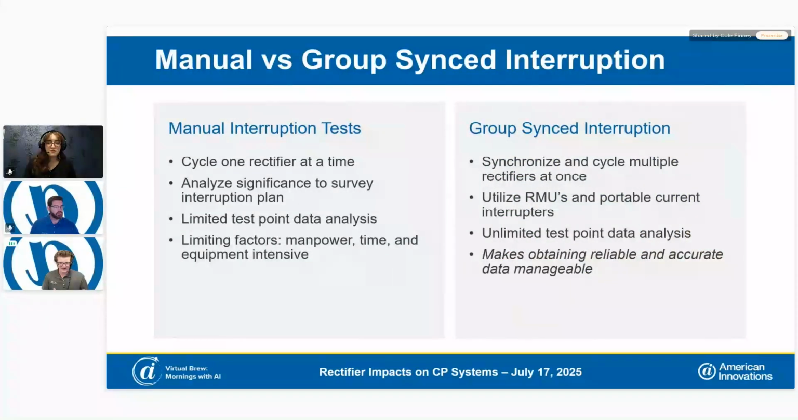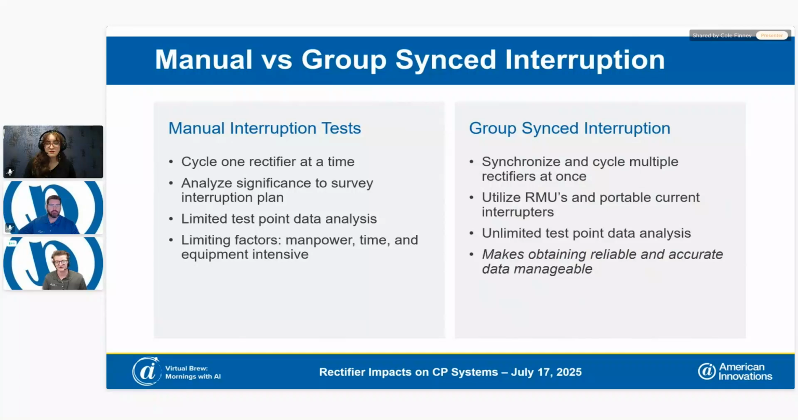So the last thing I'll talk about before we jump into more of the tools used to perform the studies is manual interruption testing versus group synced interruption. So you heard me talk about using Bullhorn and Micromax to do synchronized interruption surveys for INI. This is now probably the most common way to perform an INI survey. In the past, I'd be curious to know in the comments if anyone's done an INI this way in the past, but having to do manual interruption tests.